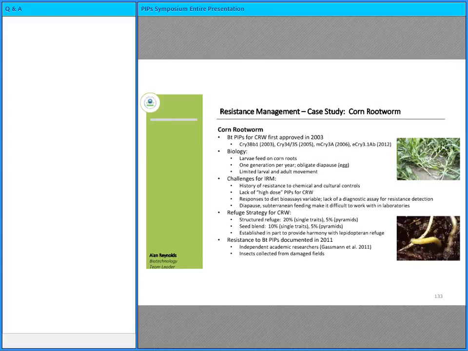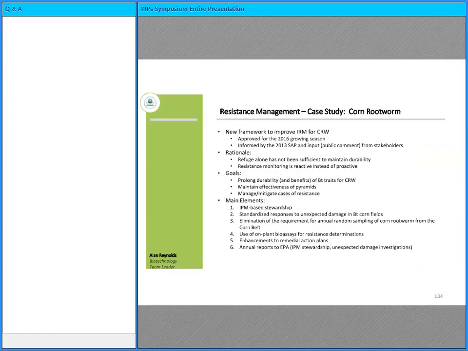And it was really these reports of resistance that led EPA to reconsider our resistance management approach for corn rootworm and look to buttress that with a better framework. On this next slide, I'm going to go through specifically what we did to improve the resistance management strategy. So we developed a new framework that has gone into effect. It went into effect starting with the 2016 growing season.